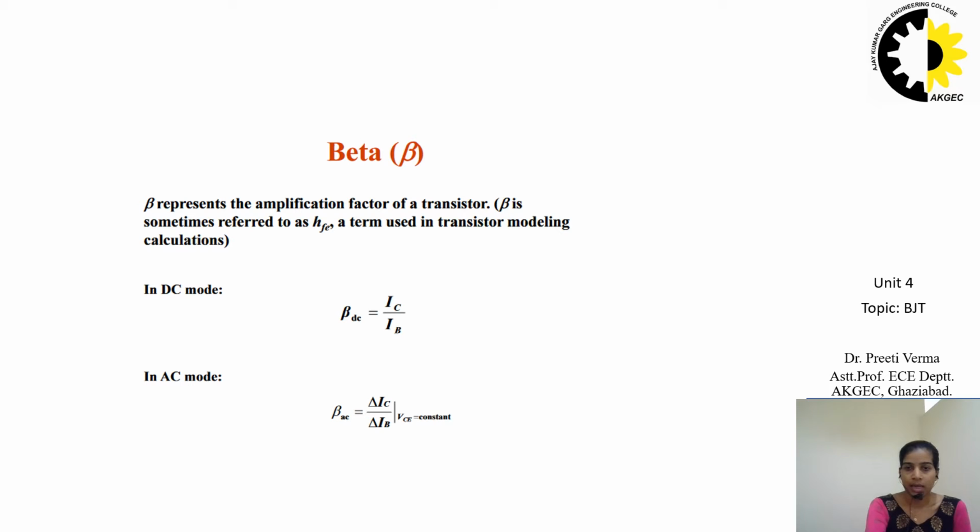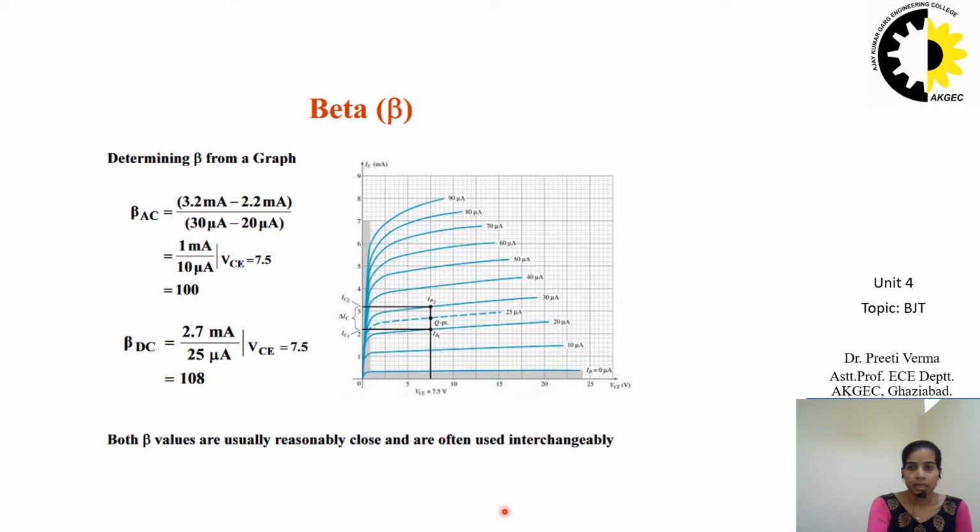The lowercase letter h continues to refer to the hybrid equivalent circuit, that is the hybrid equivalent parameters of the circuit. Now the beta that we can calculate from the characteristics. This is the characteristic plotted between VCE and IC, that is output voltage and output current, and the varying curves are for different values of the input current IB. If we want to determine beta AC from the graph, we need delta IC upon delta IB.